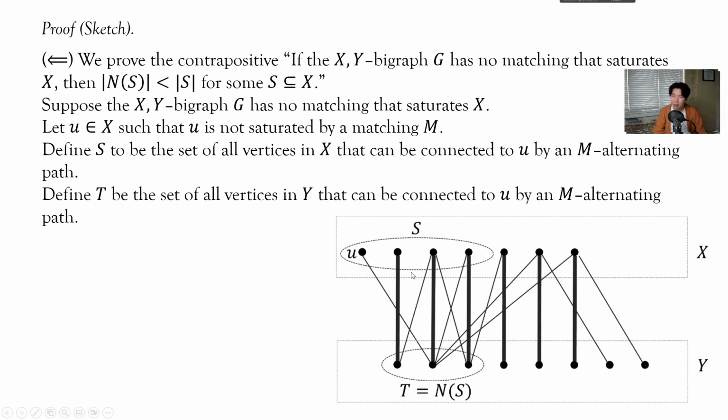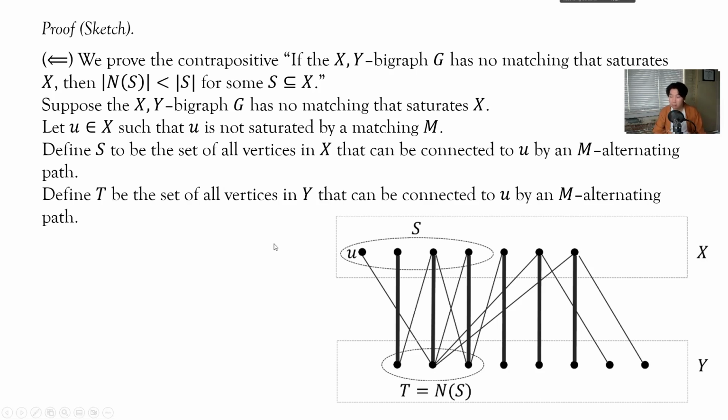So I let S be the set of all vertices that can be connected to U by an M alternating path. In other words, let's look at this one for example, this third vertex. If I go along M, I can go back to U via an edge that is not in M. So again, I'm swapping back and forth between M and not M. And this occurs for all of these vertices I've drawn here. For example, the second one: along M, not M, along M, not M, I got back to U.